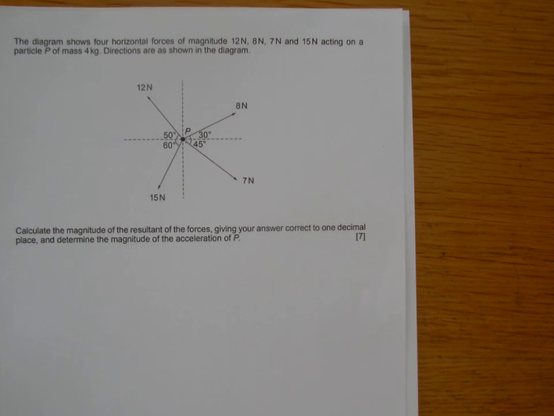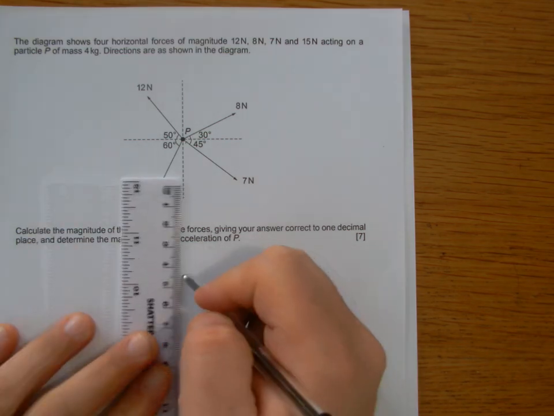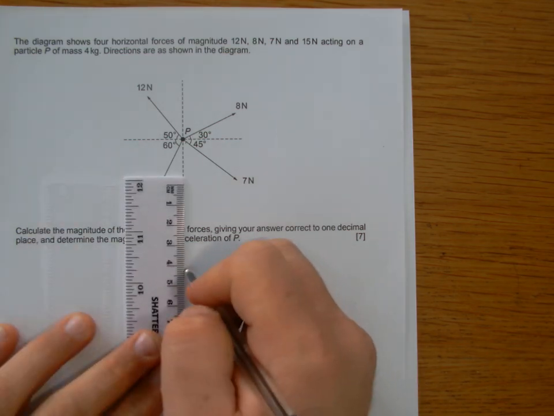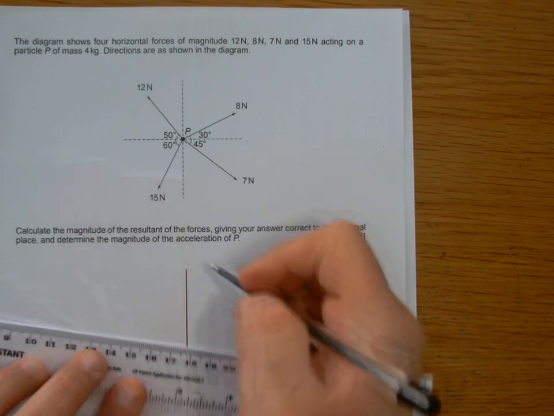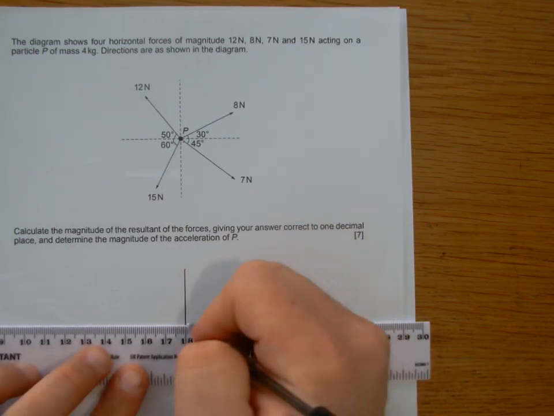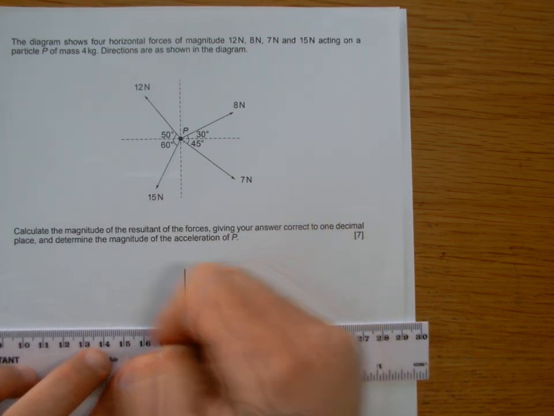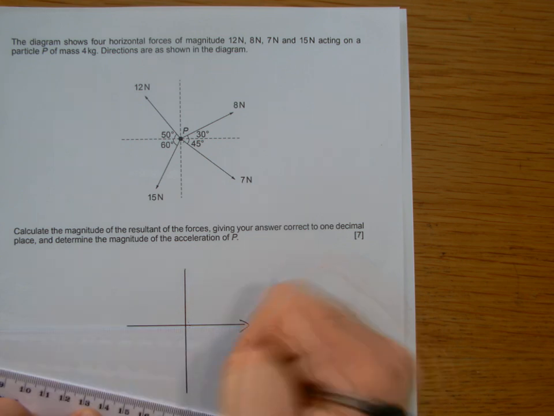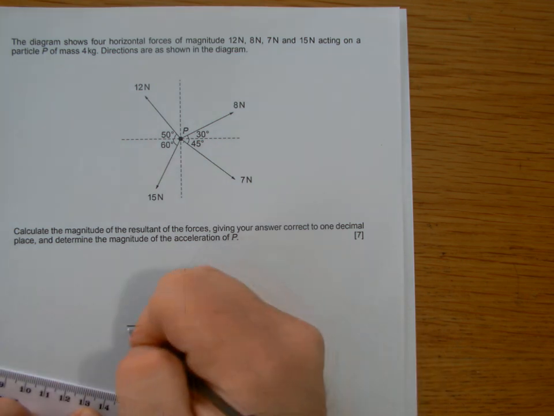Okay, so we've got here four horizontal forces, so it's all happening on the ground in one plane, as you can see here in these directions, and we're asked to find the magnitude of the resultant of the forces and determine the acceleration. So the first step here is to resolve the forces in a cross format. Okay, so we've got our x and y direction forces resolved in all four directions here.